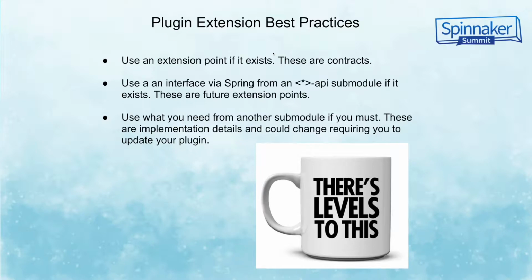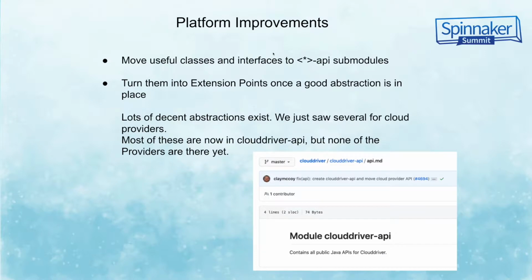It's possible to use something from a submodule if what you need isn't in the API submodule yet, but bear in mind that these are implementation details and could change, and that would require you to update your plugin. So we're currently moving useful classes and interfaces over to the API modules. Once we get a good abstraction in place, these will get turned into extension points.